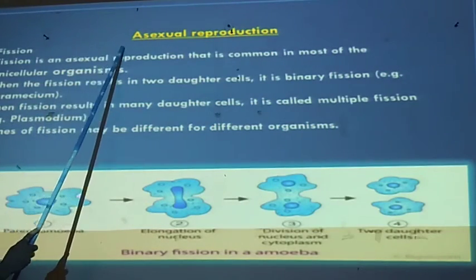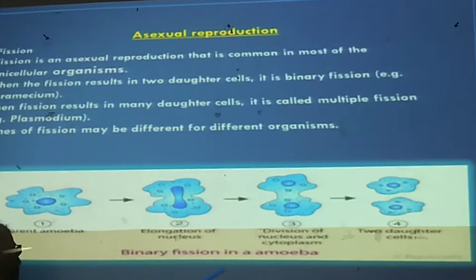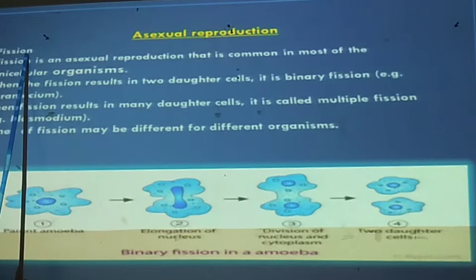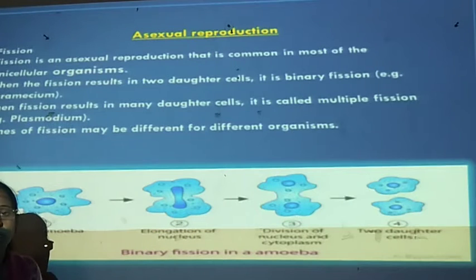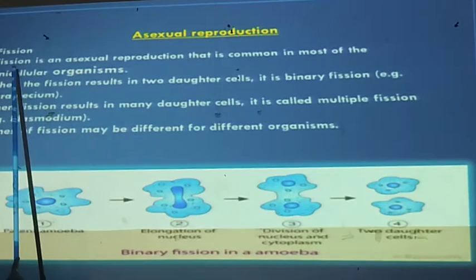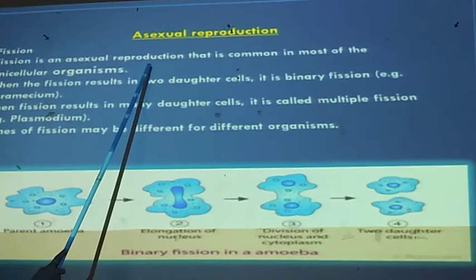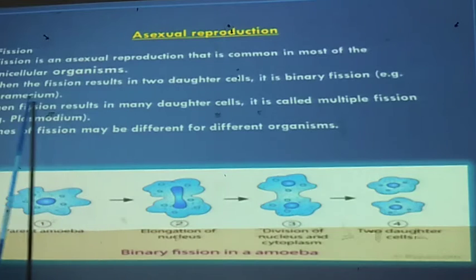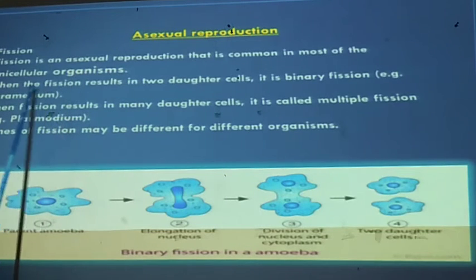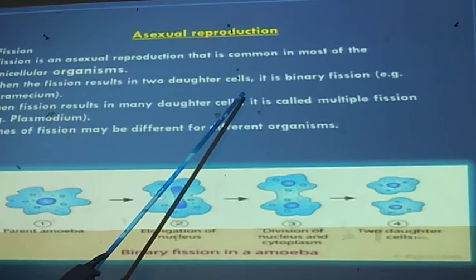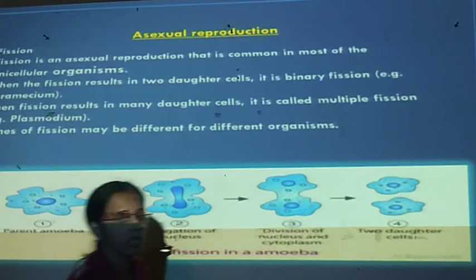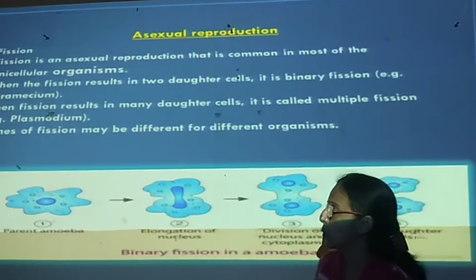Now, there are many different types of asexual reproduction. One by one, we will see these types. The first one is fission. What is the meaning of this word? Fission means breakdown. Fission is an asexual reproduction that is common in most unicellular organisms. When the fission results in two daughter cells, it is binary fission. The word binary means two.